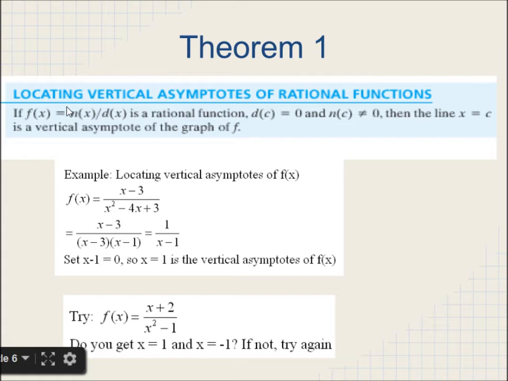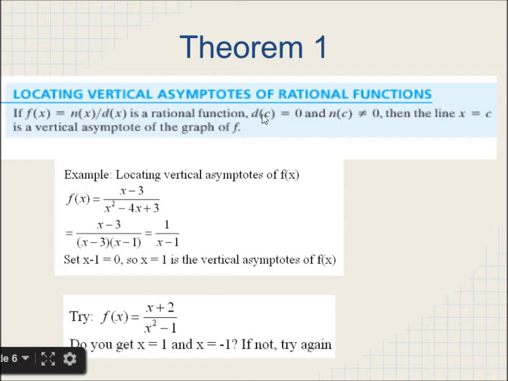So anytime the denominator is 0, it's an indeterminate form. So the first theorem is, if f(x) is equal to n(x) divided by d(x), a rational function where d(c) is equal to 0 and n(c) is not equal to 0, then the line x is equal to c is a vertical asymptote of the graph of f. So let's see an example to understand more.